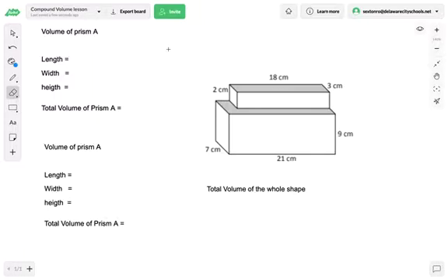We're going to talk about the volume of a shape like this one. What we have here, it's definitely a 3D shape, but it's not really a prism, is it? It's not a rectangular prism because it's got a shape on the top.